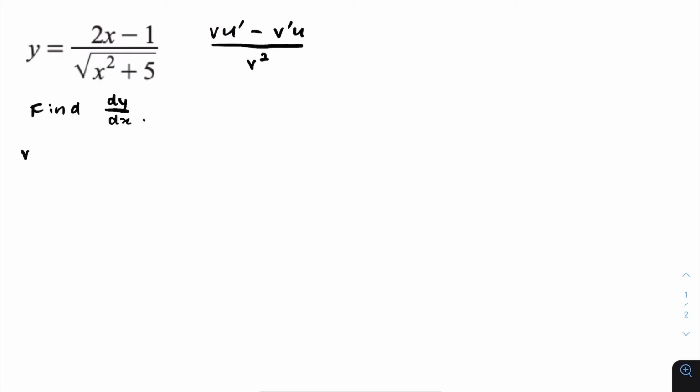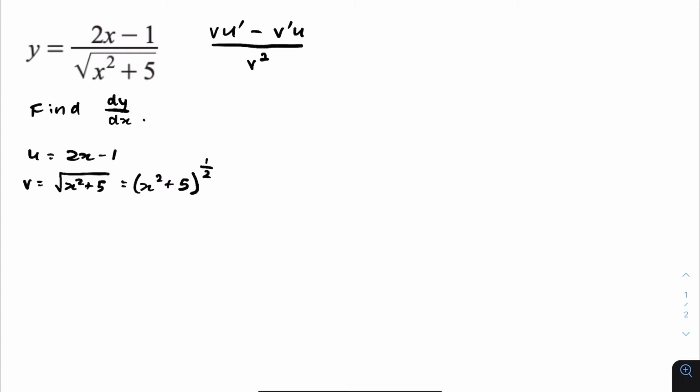So let's just start with u first. So u is 2x minus 1, no problems there. And v is the root of (x squared plus 5). But to make it easier to differentiate, remember we should always write any surds or anything like that in indices form. So this should be represented as (x squared plus 5) to the power of half, because the power of half suggests it's under a square root.